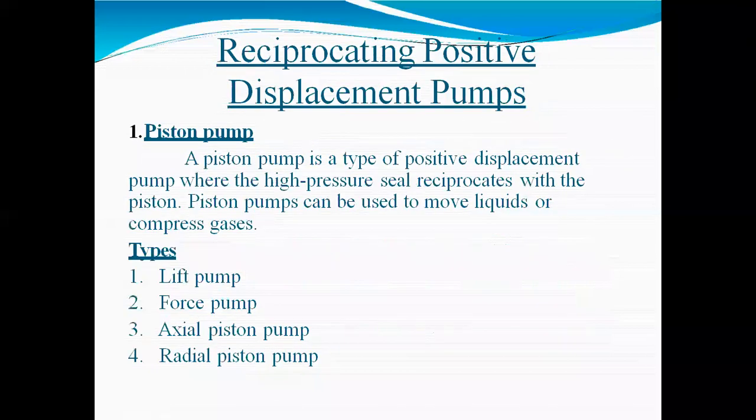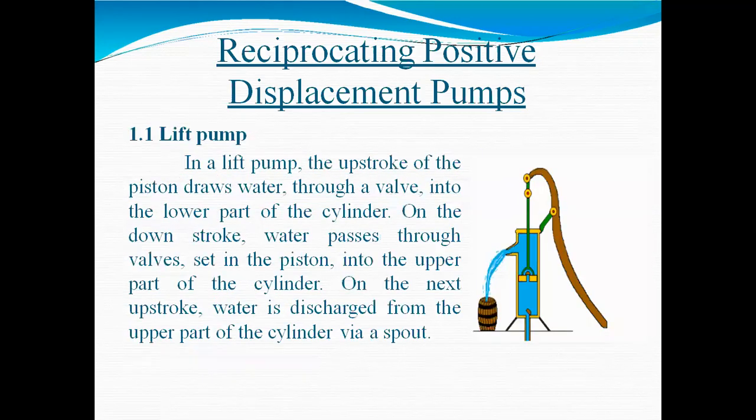So what are the types of reciprocating pumps? First one, your piston pump. The piston pump is the simplest type of pump, where a high pressure piston or high pressure seal reciprocates with the piston. The types of piston pump are lift pump, force pump, then axial piston pump and radial piston pump. So this is the lift pump.